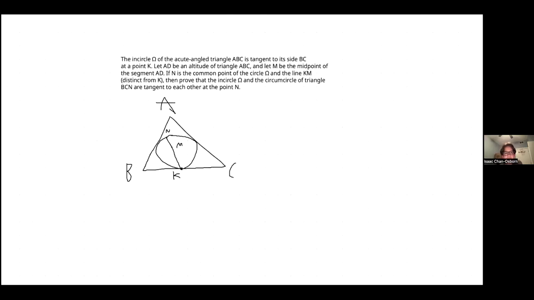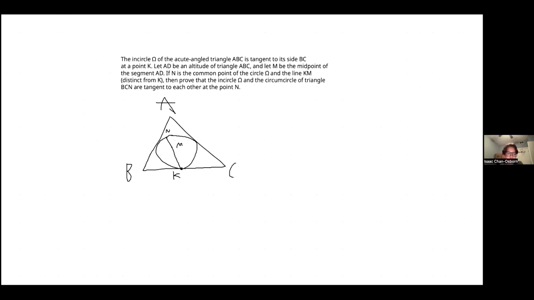The incircle omega of the acute angle triangle ABC is tangent to its side BC at a point K. Let AD be an altitude of triangle ABC, and let M be the midpoint of the segment AD. If N is the common point of the circle omega on the line KM distinct from K, prove that the incircle omega and the circumcircle of triangle BCN are tangent to each other at the point N.